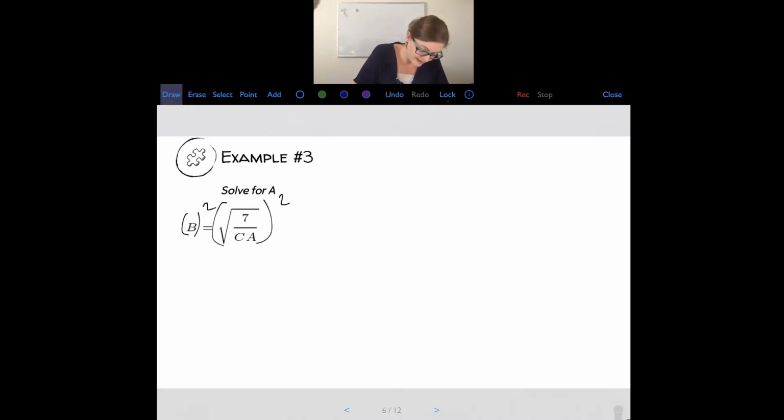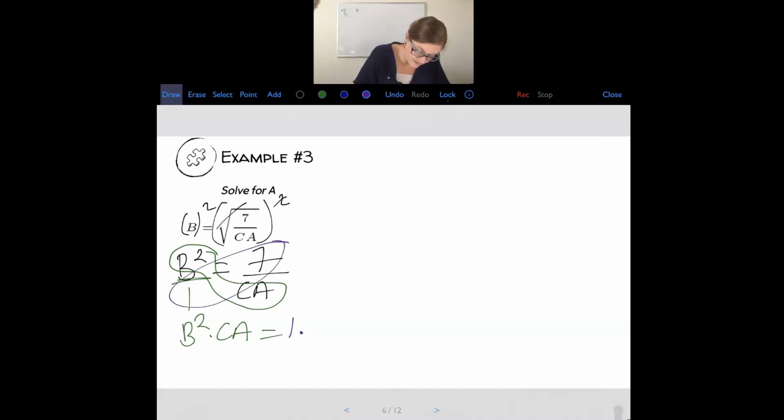So on the left-hand side, we'll have b squared, and this is equal to, the square and the square root cancel off, 7 divided by c times a. And now we have a denominator. I'll do this one with proportions just because I didn't do the last one with proportions. So I'll put the b squared over 1. So we cross one way, so this is b squared times ca is equal to, and then we cross and go the other way, 1 times 7. So we have b squared ca is equal to 7.